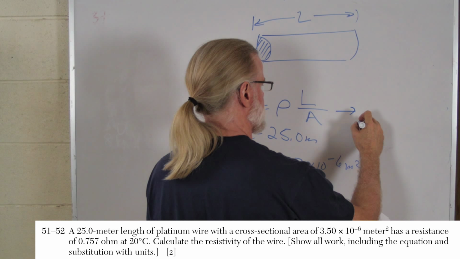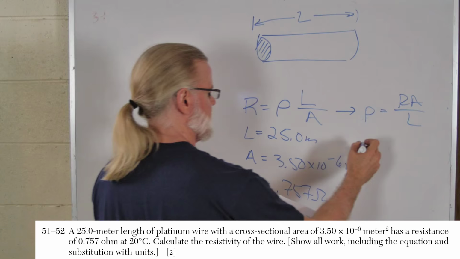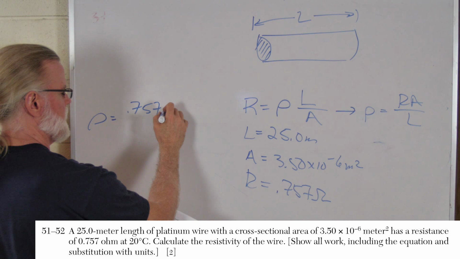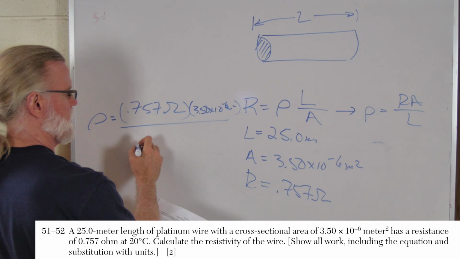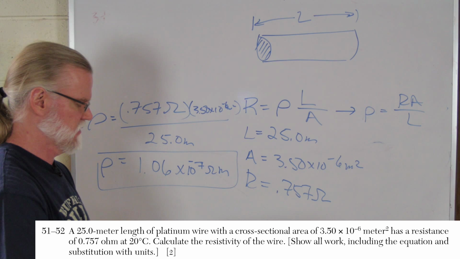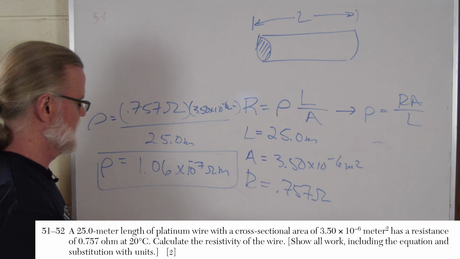Let's rearrange this equation. Resistivity equals RA over L. So the resistivity equals 0.757 ohms times the area, 3.50 times 10 to the minus 6 meters squared, divided by the L, 25. There we go: 1.06 times 10 to the minus 7 ohm meters. That seems reasonable, because if I look at my table, they're all around 10 to the minus 8, and this is 10 to the minus 7. It's in the ballpark. I'm going to go with that answer. Hopefully it's right. I don't know.